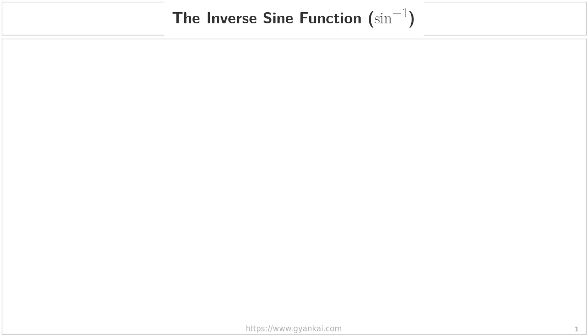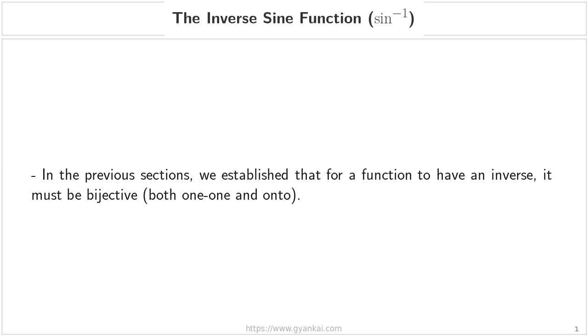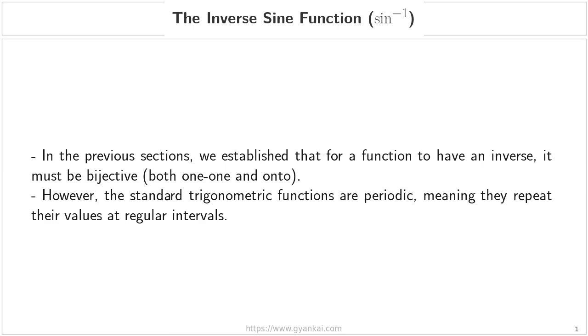Hello everyone. Let's begin our lesson on the inverse sine function. To start, let's recall a fundamental concept from our previous sections. For any function to have an inverse, it must be bijective. In simpler terms, this means the function must be both one-to-one and onto, ensuring that every input has a unique output and vice versa. However, when we look at our standard trigonometric functions, we run into a problem.